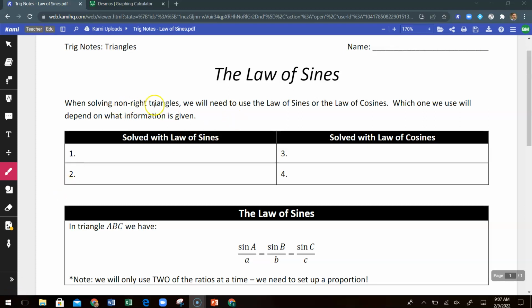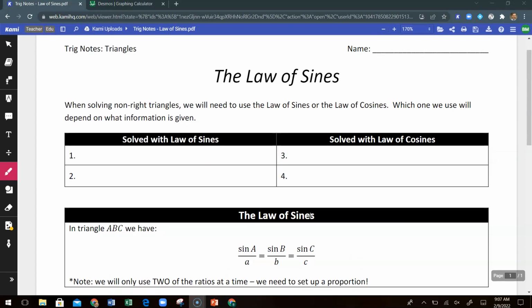So far we have been dealing specifically with right triangles, but now we're going to start looking at two ways to solve non-right triangles. If the triangle I'm dealing with does not have a right angle, I have to use what is called either the law of sines or the law of cosines to solve that triangle, which again means find all of the angles and find all of the side lengths.